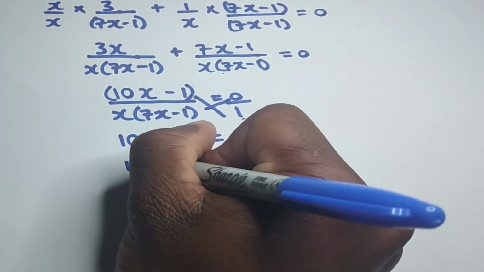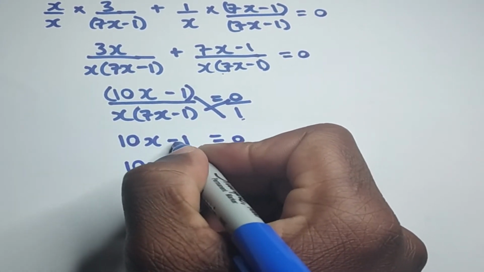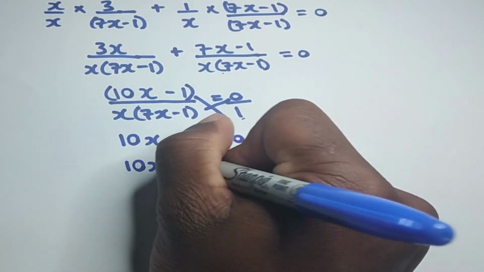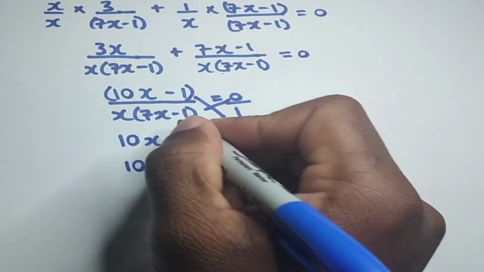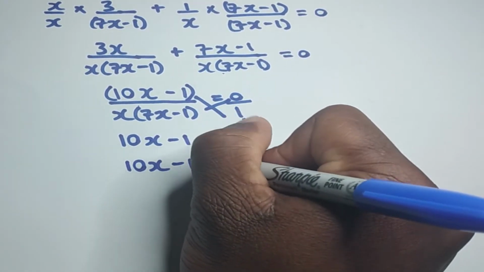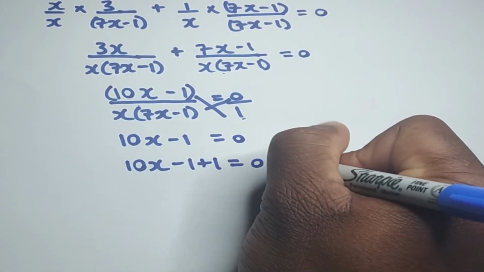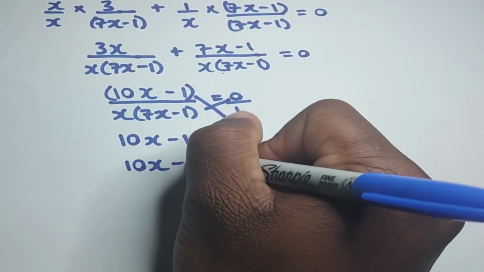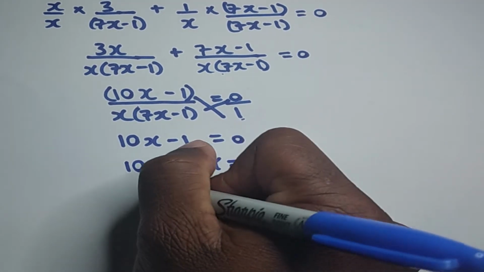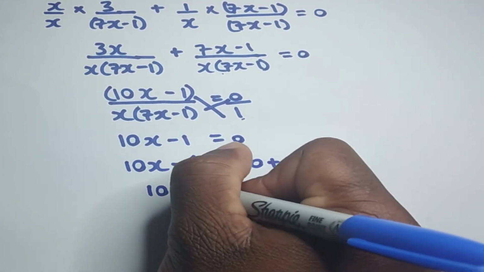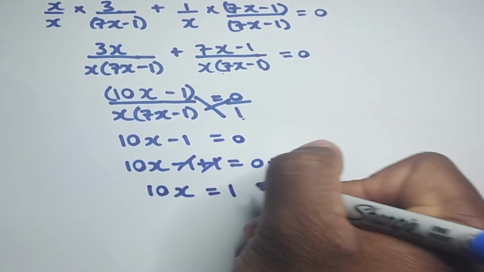So I can transpose this thing. I want to get rid of this negative 1 first. To get rid of negative 1, I need to do the opposite of negative 1, which is to add 1. And if I add 1 on this side, I'm required to do the same thing on that side as well. So negative 1 plus 1, those things will cancel out, and I'll be left with 10x is equal to 1.